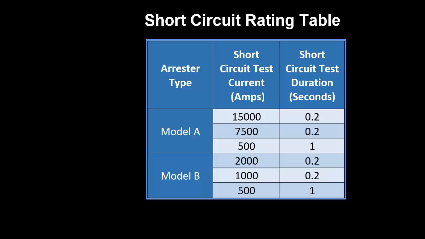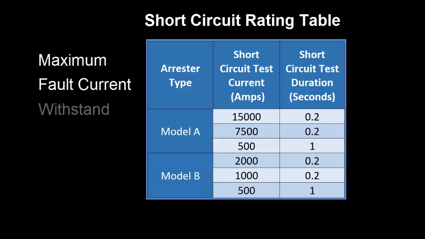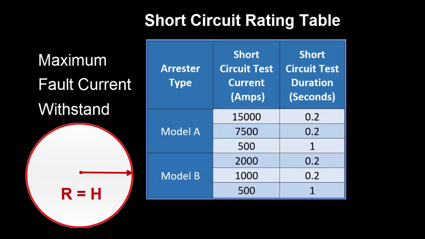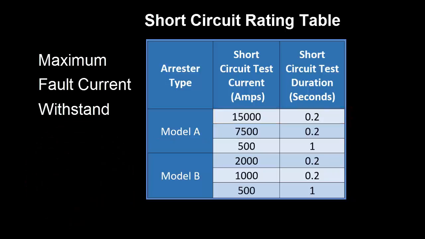Typically, arrestor datasheets have a table somewhere that discusses the short circuit ratings. This rating is important because it tells us what the maximum fault current withstand that the arrestor is capable of. Model A in this case can withstand a short circuit current up to 15,000 amps for 0.2 seconds without sending fractured parts outside a circle with a radius equal to the height of the arrestor. This is a very complicated test and very difficult to run, but it gives us this important information.